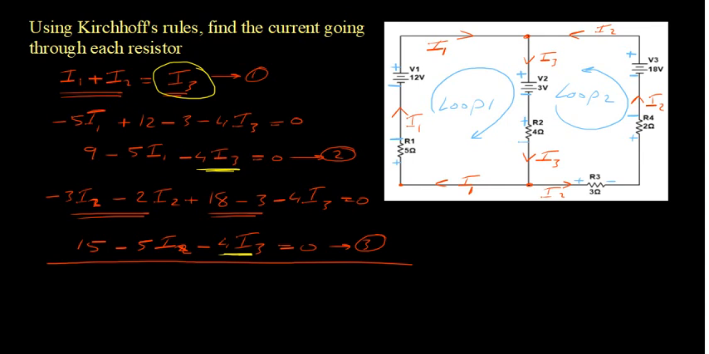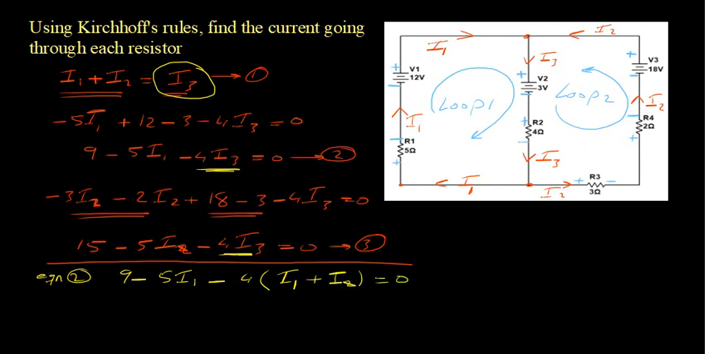Let's do this. So from equation 2, here we go, I have 9 minus 5 I1 minus 4, here, replacing I3 by I1 plus I2, and that will give me 0.